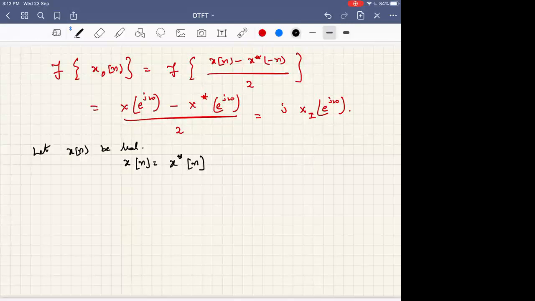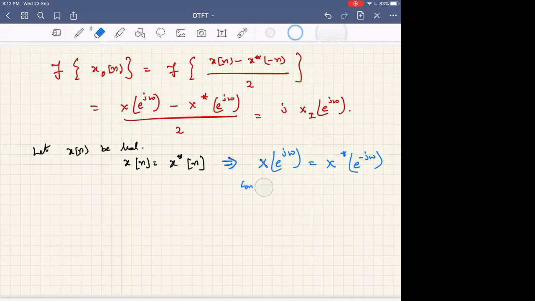Correct? This implies what, in the frequency domain? X of e power j omega equals x of e power minus j omega conjugated. This is what is referred to as the conjugate symmetric form, conjugate symmetry.